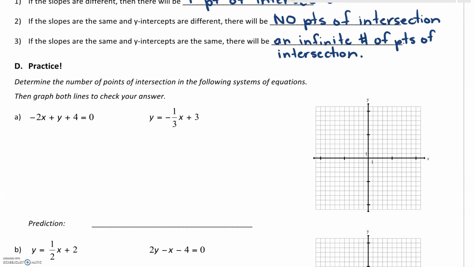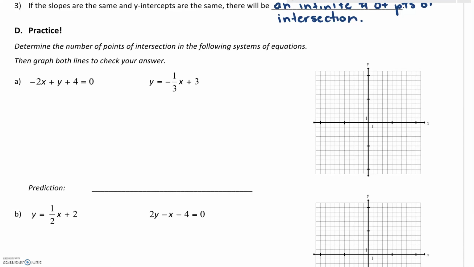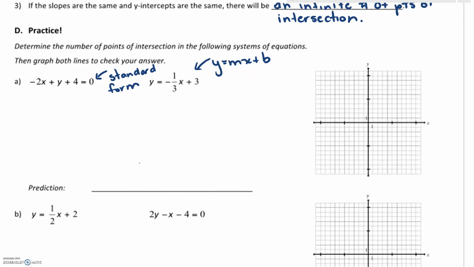So to practice, we're going to do an example together, and then you're going to have to do the work. So determine the number of points of intersection in the following systems of linear equations. Then graph both lines to check your answer. So you can do a prediction first if you'd like, but as you notice, this equation is in y equals mx plus b, but this one is in standard form. And I know that most of you guys may struggle with standard form a little bit, but this is a good time to practice it.